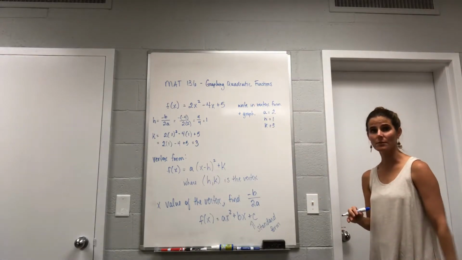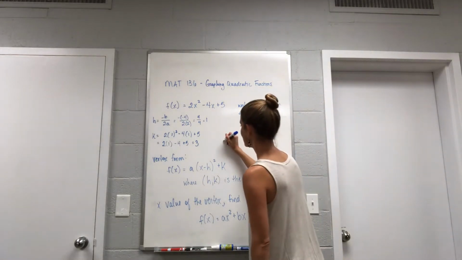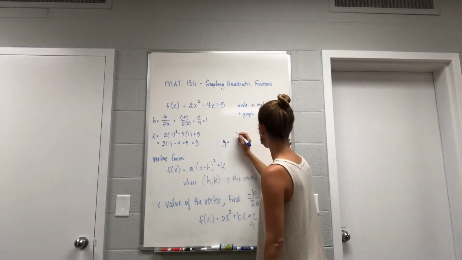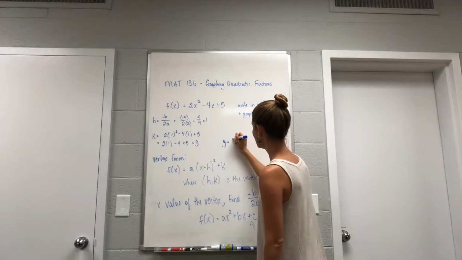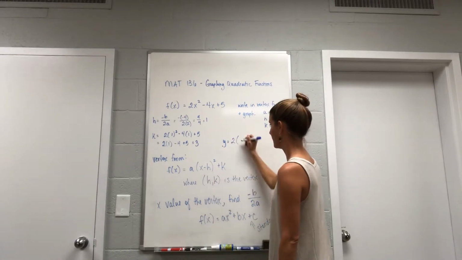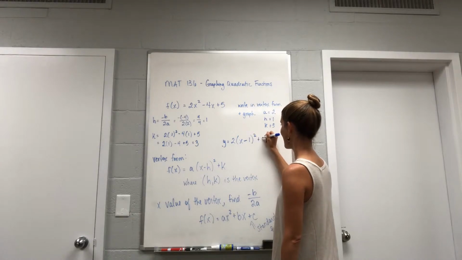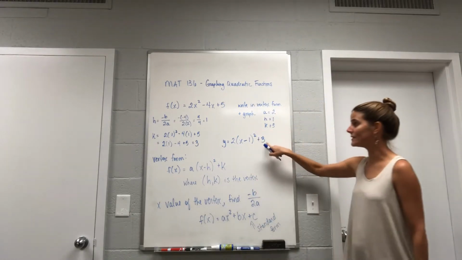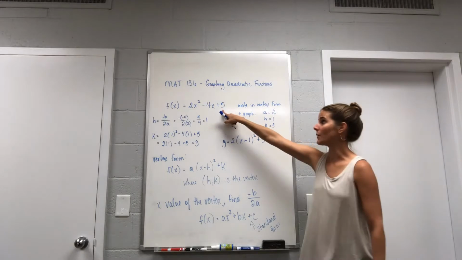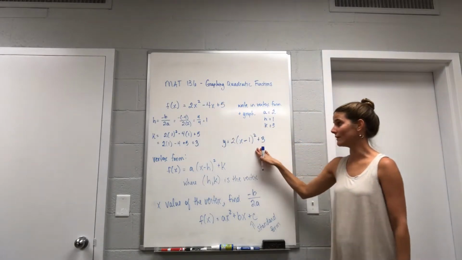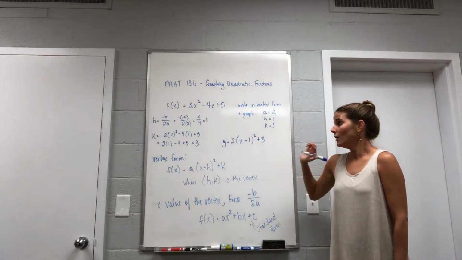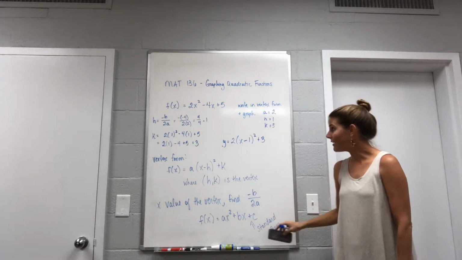That's enough information to plug this in. So I can write this as y or f of x, they're interchangeable. And I'm just going to put in 2 for a, again this format, x minus your h, which is 1, squared, plus k, which is 3. This is vertex form of this equation. So this is taking this and writing it in vertex form. We're going to use that to help us graph.